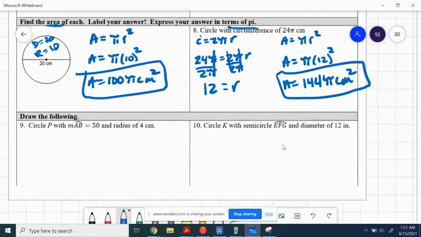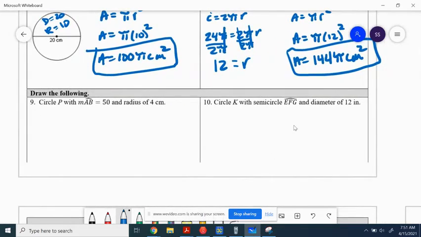Okay. All right, now we're looking into arcs. So we need to draw the following. So we're going to draw a circle, all right, with arc measure AB that's 50 degrees, and a radius of 4. Okay, so let's start with a radius of 4. Okay, this is 4 centimeters, and arc AB. So we'll just go like that, A, B, and this would be 50 degrees. Easy as that. All right, you guys can do number 10.